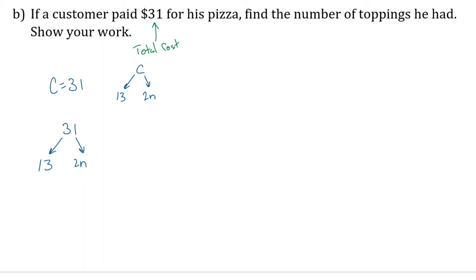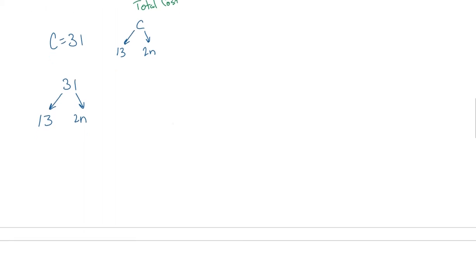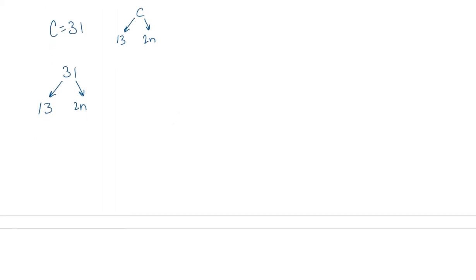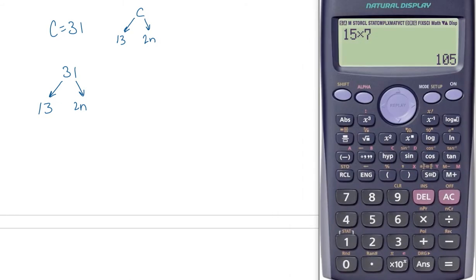And so what you might think of is you might say, well, what number plus 13 gives me 31? And on a calculator, that would be 31 minus 13, which gives you 18. So 2N has to be 18, right? And that way, the cost per topping and the base cost for the pizza adds up to the total cost.